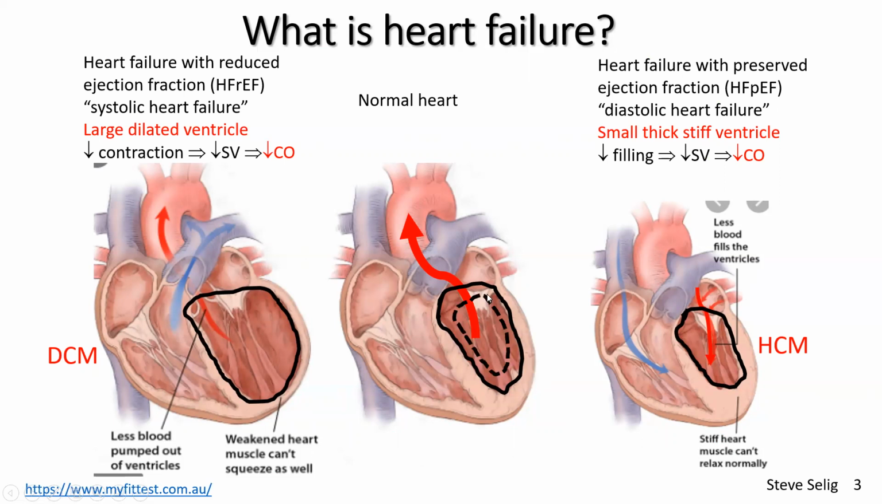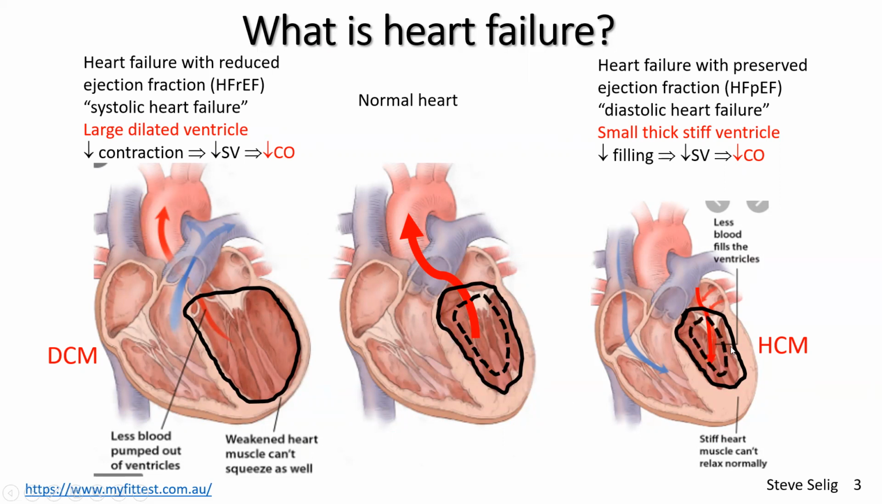Now, the dashed line shows end systolic volume in a normal heart, and the difference between the thick line and the dashed line, that area in there, is effectively the stroke volume. And if you divide the stroke volume by the end diastolic volume, you get ejection fraction.